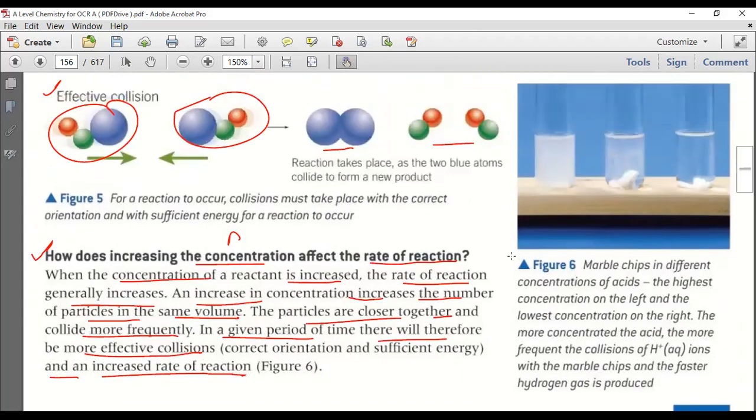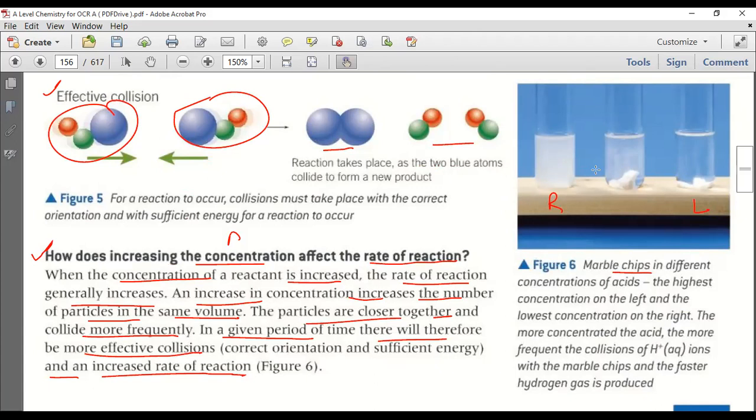Now you can clearly see here the marble chips in different concentrations of acid. The highest concentration is on the left-hand side, the lowest concentration is on the right. You can clearly see that with more concentration, more of the marble chips will react, and you can't see any marble chips. But in this one, you can clearly see the marble chips because the concentration is less, so the rate of reaction will also be less. Clear? So as the concentration increases, the rate of reaction is faster.